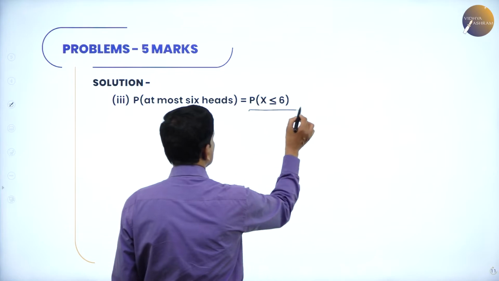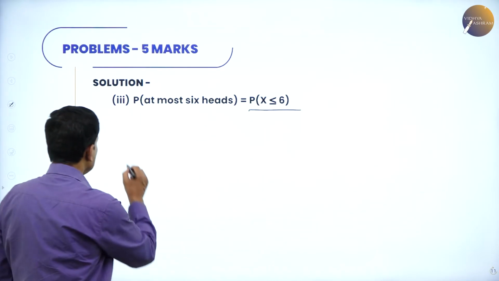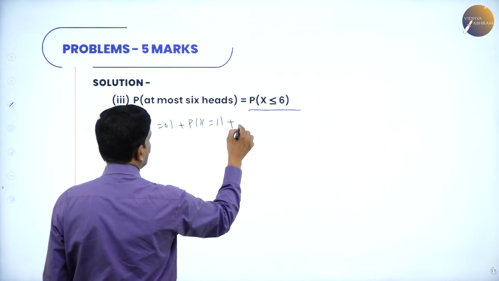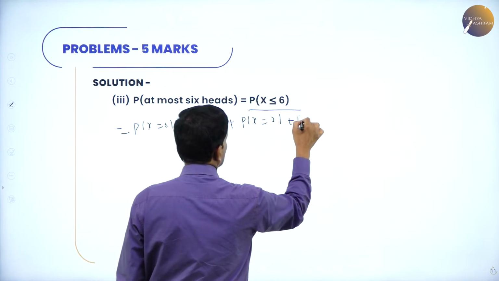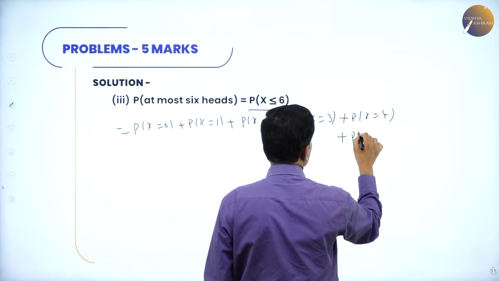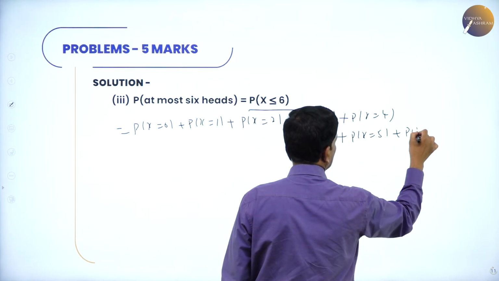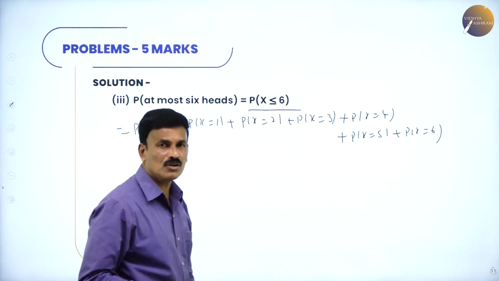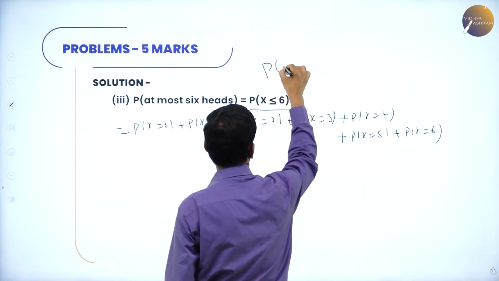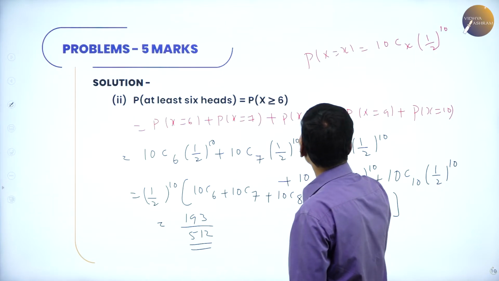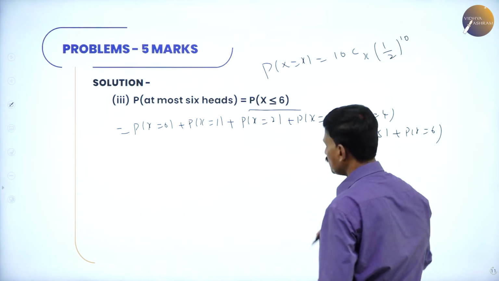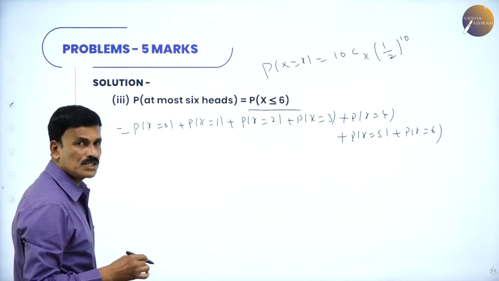At most 6 heads means x is less than or equal to 6. X is less than or equal to 6 means probability of x is equal to 0, probability of x is equal to 1, probability of x is equal to 2, plus probability of x is equal to 3 plus probability of x is equal to 4 plus probability of x is equal to 5 plus probability of x is equal to 6. Less than or equal to 6 means 0 to 6. Now substitute the value. Since we know the standard value, P of x is equal to x is 10Cx into 1 by 2 to the power of 10. Here also just replace x by 0 to 6.